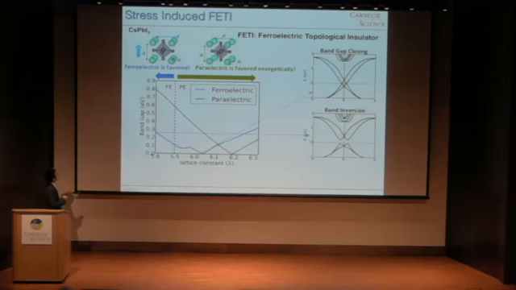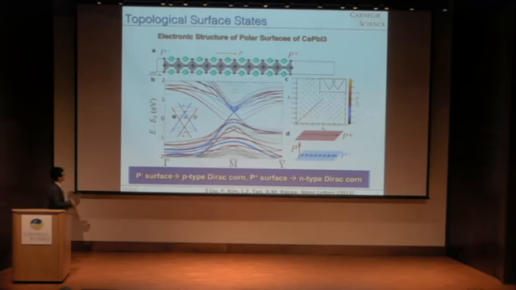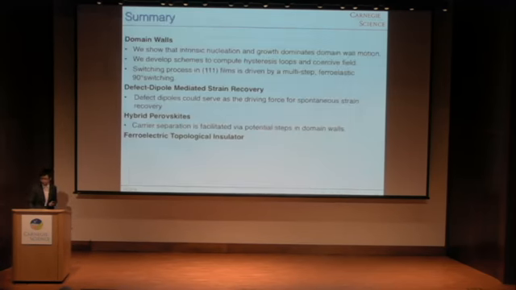We find that for CsPbI3 under certain strain conditions, it can be both ferroelectric and a topological insulator. It has very interesting topological surface states. To put it simply, the P- surface state will give rise to a P-type Dirac cone, and the P+ surface will give rise to an N-type Dirac cone. Okay, I will conclude. I will stop my presentation here, and thank you for your attention.